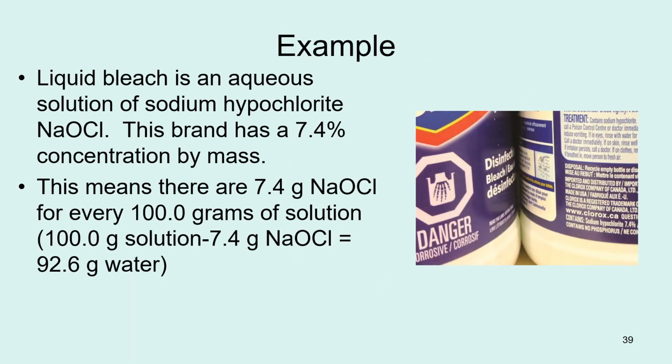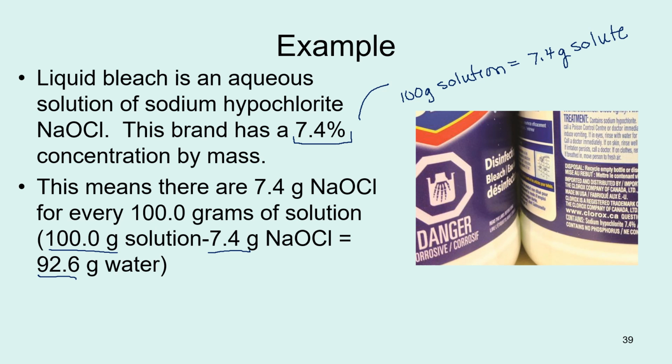I think probably one of the most helpful tips about this is if you're given a mass percent, remember what that means. So 7.4%, what does that mean? That means that for every 100 grams of solution, I have 7.4 grams of my solute. So it kind of gives you a conversion factor already. Another way to say it is for every 100 grams of solution, we have 7.4 grams of NaOCl. And then that means, since everything's in grams, you can subtract. You can't subtract volume and mass, but you can subtract mass and mass. So if I have 100 grams of solution and 7.4 grams is NaOCl, then I know the 92.6 grams is water. So that's very helpful.